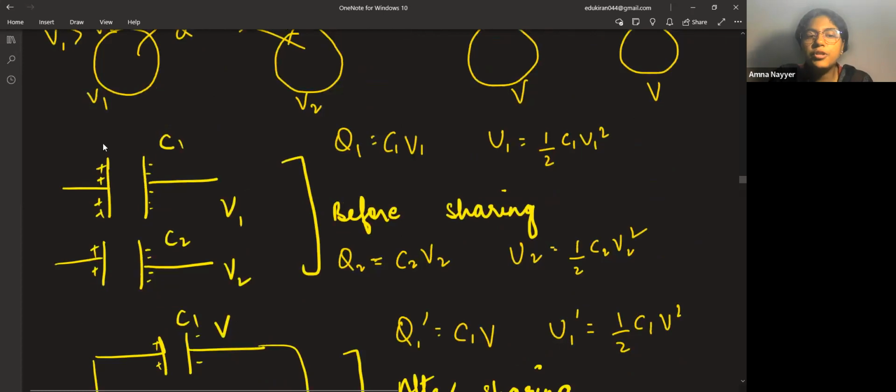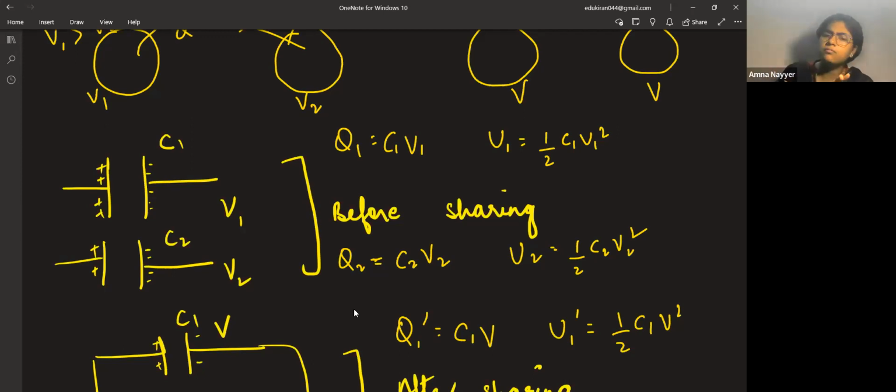This is the case before sharing. Capacitor is there. C1 is the capacitance, V1 is the potential. C2 is the capacitor, V2 is the potential. So charge is C1 V1, energy is half C1 V1 square. Charge 2 is C2 V2, energy is half C2 V2 square.